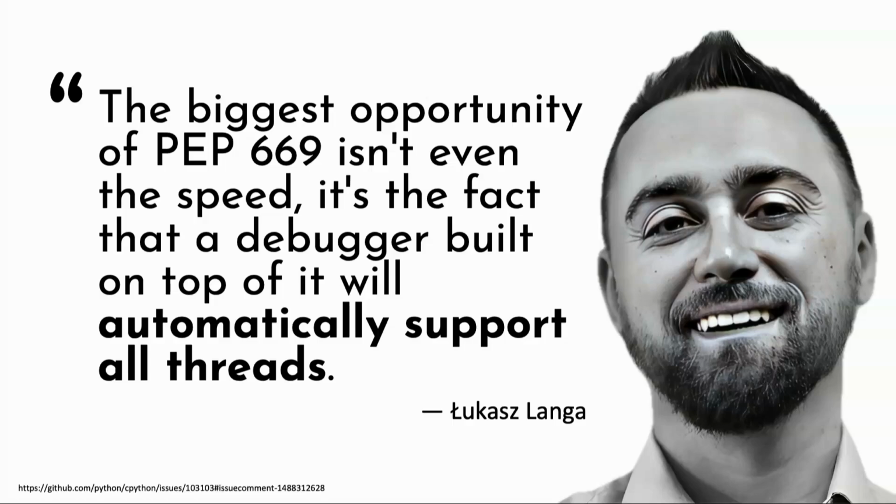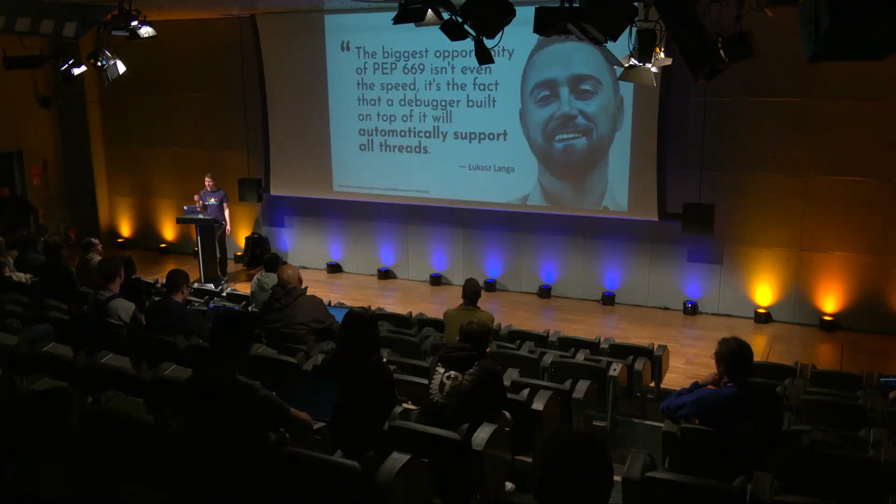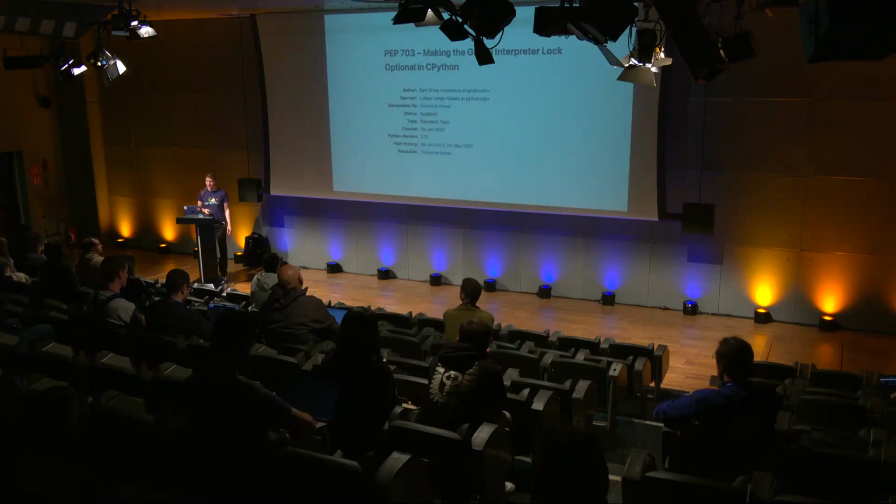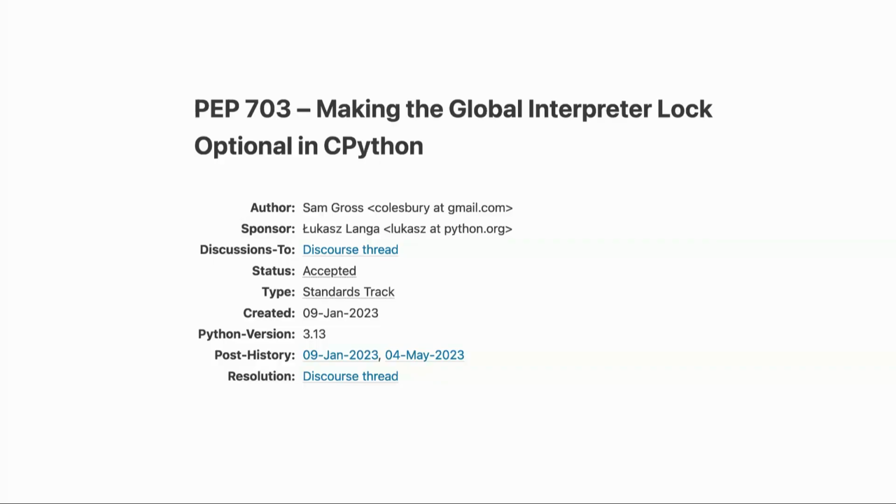So that's very cool. Another note here, it's emitted per thread and not per interpreter, and that's pretty big because Python is getting more and more into multi-threading. And to quote Lukas Langer, the biggest opportunity of the PEP isn't even the speed, it's the fact that a debugger built on top of it will automatically support all threads, and it's pretty cool because this wasn't possible with sys.settrace.